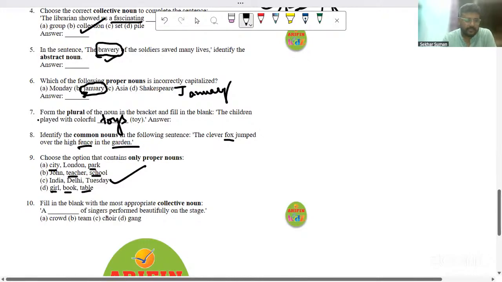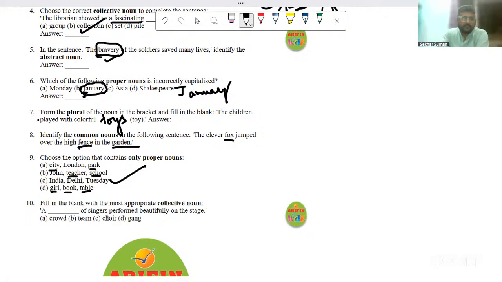Question number 10. Fill in the blanks with the most appropriate collective noun. Which one is going to be the best, the right one? Crowd, team, choir, gang. Choir. Okay. Option C is the right one. Choir. Okay.